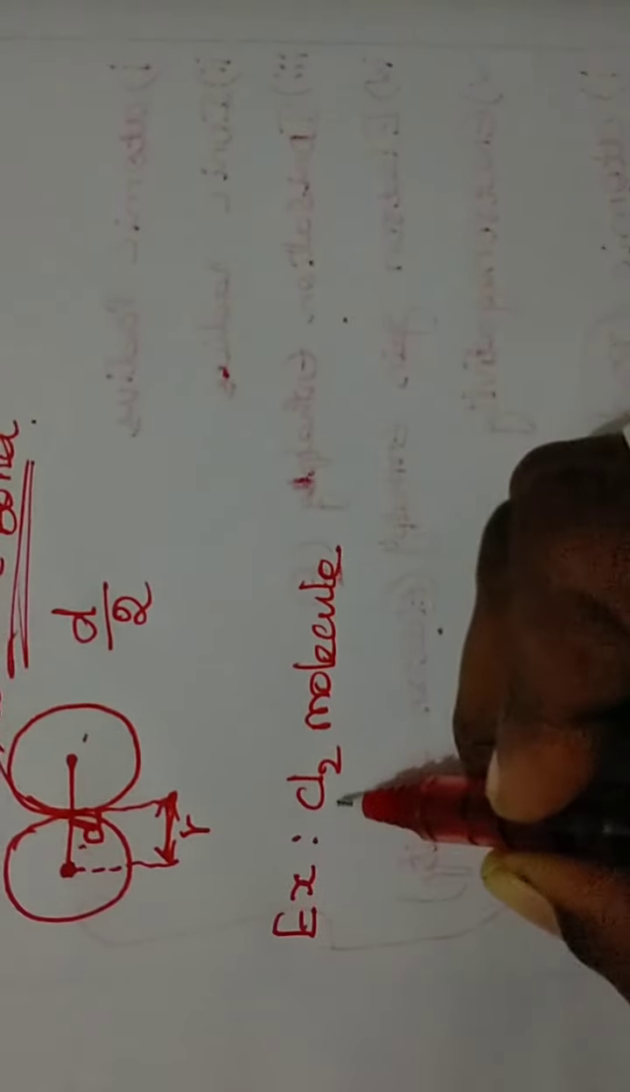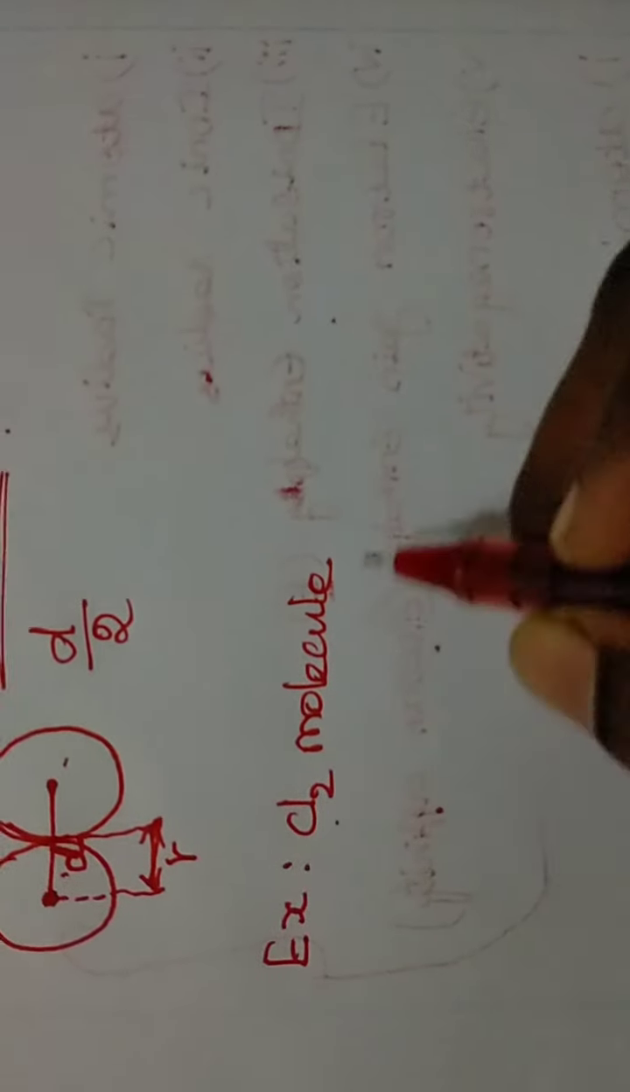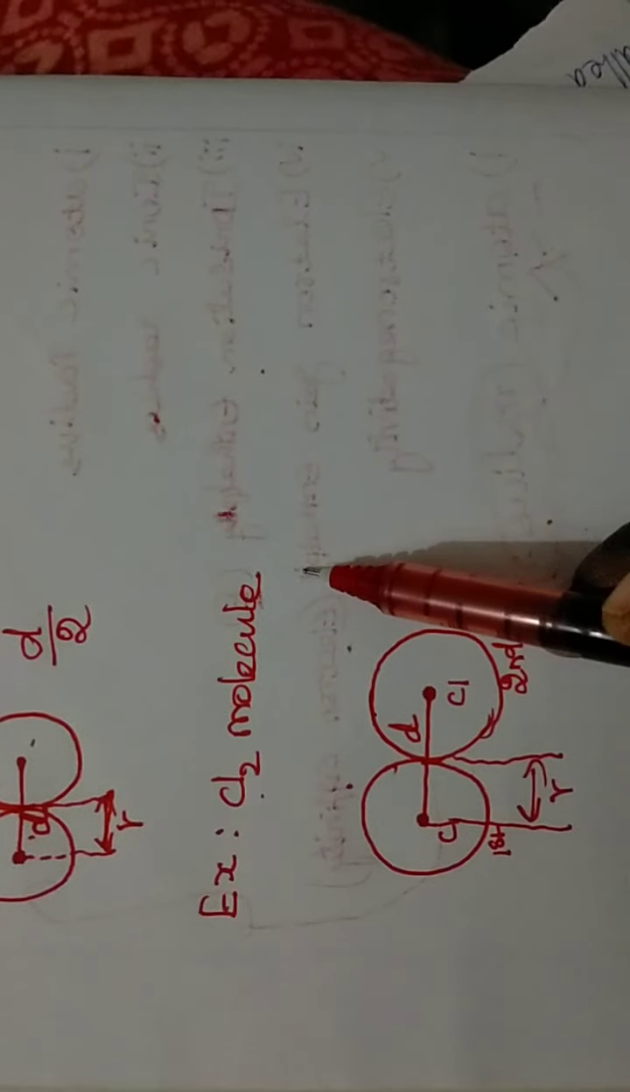Cl2, what is Cl2? Chlorine molecule. So Cl2 molecules means how to draw the structure of that chlorine molecule. For example, we took here chlorine molecule. So how to draw the chlorine molecule?